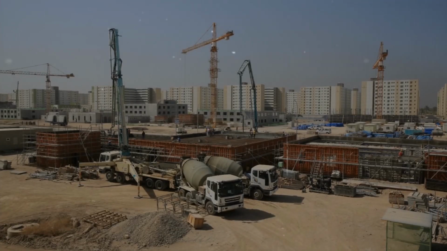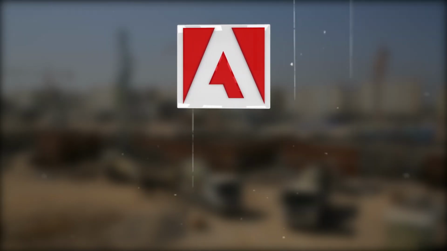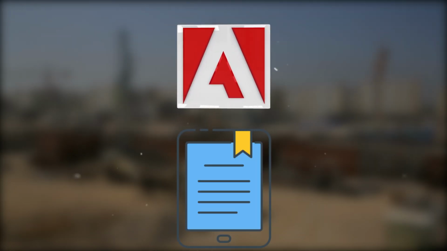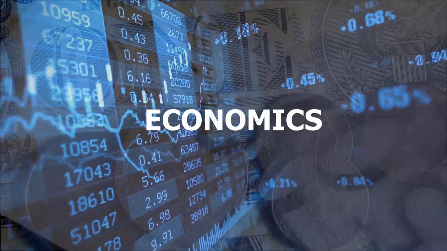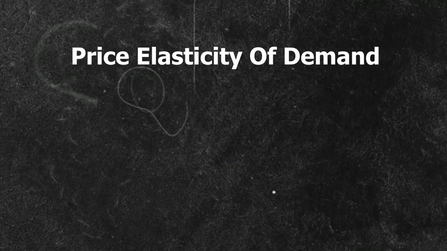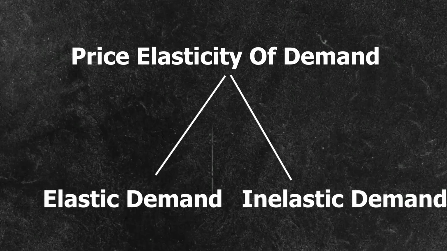You see, a normal business venture would follow the concept of price elasticity of demand, but in Adobe's case, it's quite complex due to the nature of digital goods. And this is where we switch entirely to economics. The phenomenon of price elasticity of demand is made of two concepts. The first is elastic demand, and the second is inelastic demand.